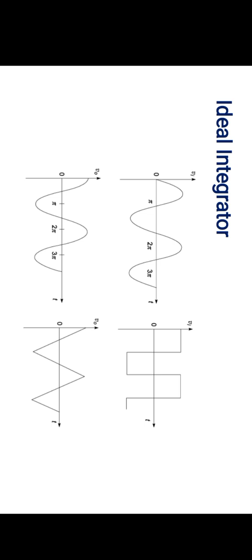This is the waveform of the ideal integrator. It may be noted that there is a negative sign in the output voltage. This integrator is known as the inverting integrator. For example, if the input is a sine wave, the output will be a cosine wave, or if the input is a square wave, the output will be a triangular wave.